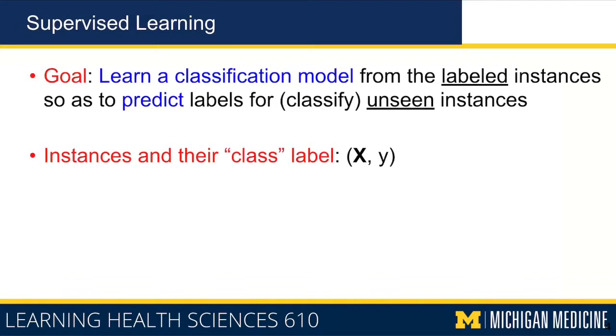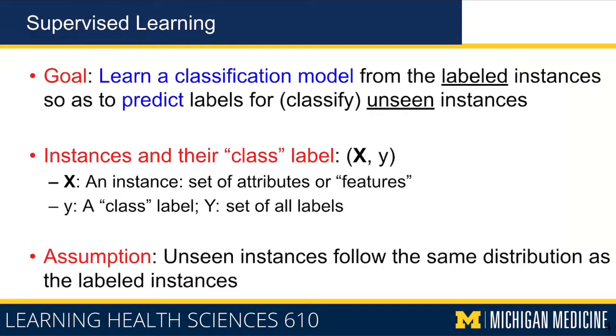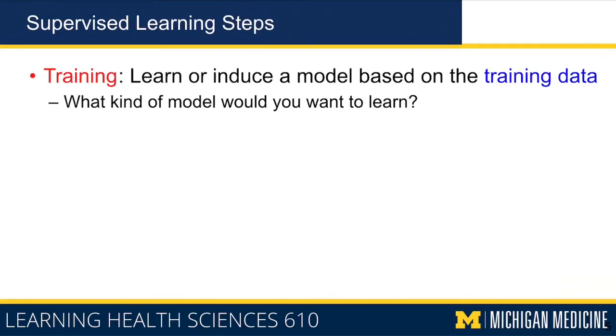For the learning phase, we need instances and their class labels. So instances are typically denoted by a capital X, and a bold X if it is a vector. And the label is denoted by Y. X represents this set of attributes or features, and Y, a class label, comes from a set of class labels capital Y. The assumption in supervised learning in general is that unseen instances follow the same distribution as the labeled instances. So any model that you train on the labeled instances could be used for unseen instances because they are coming from the same distribution.